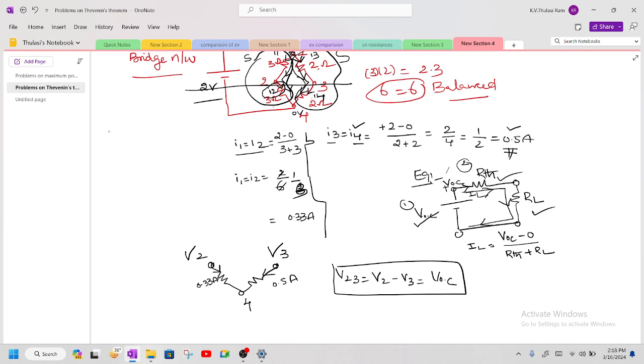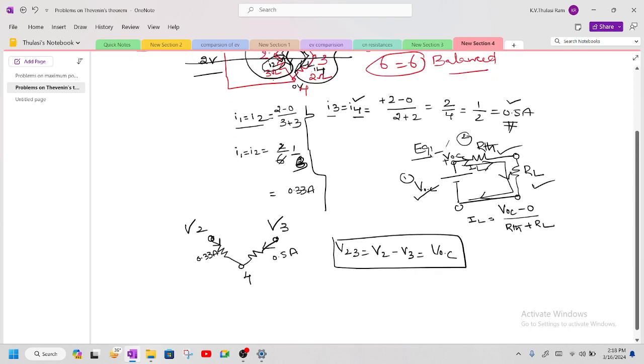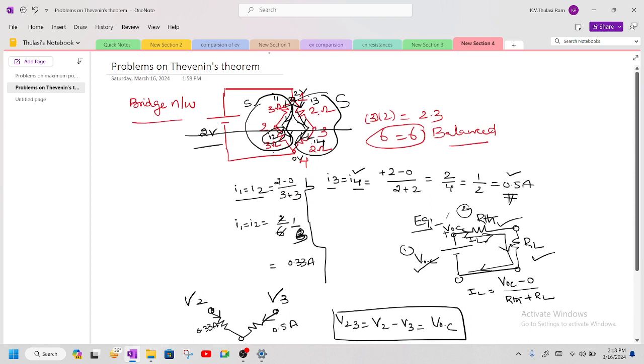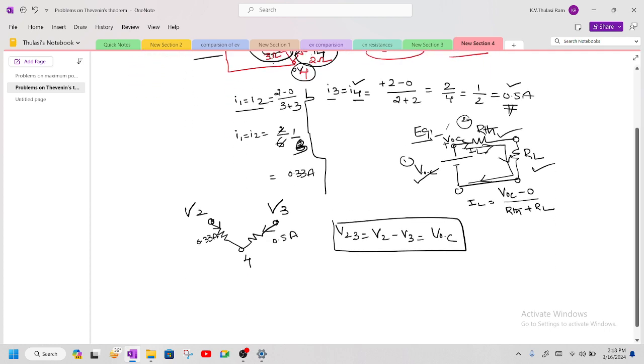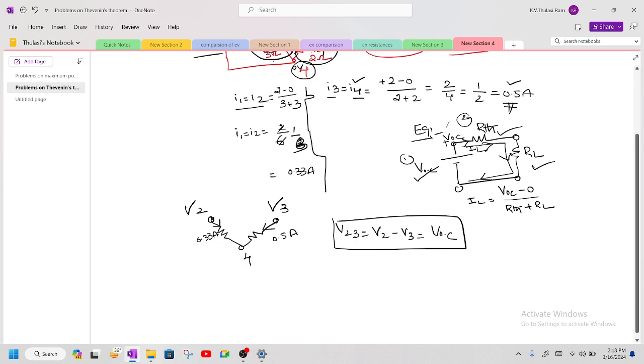Because while you are performing the experiment, we will give the supply at 1 and 4, and we will have a load resistor between 2 and 3. We want to find the current in this branch. That's why we are doing it like this. So the voltage measured between 2 and 3 will give you the value of the open circuit voltage.